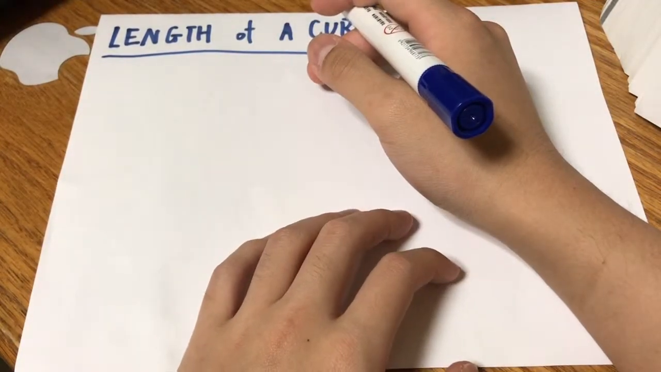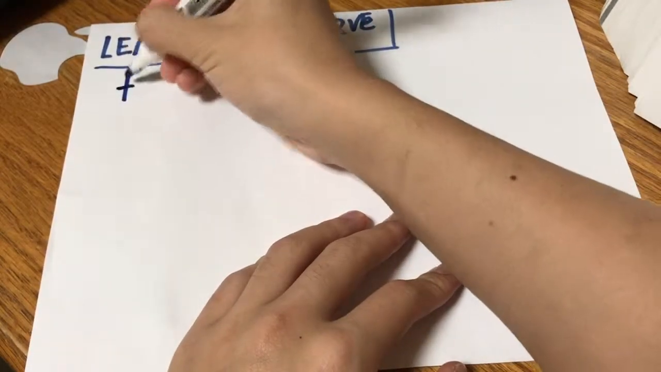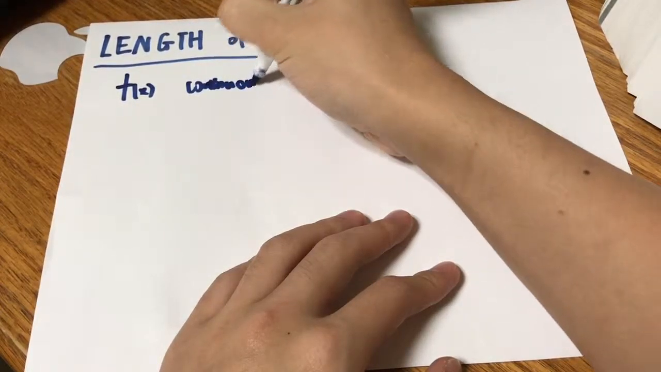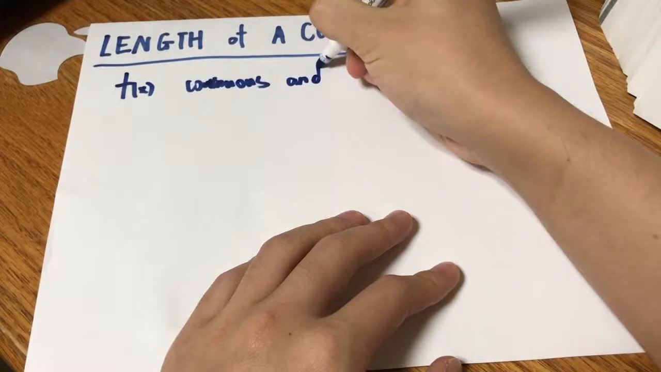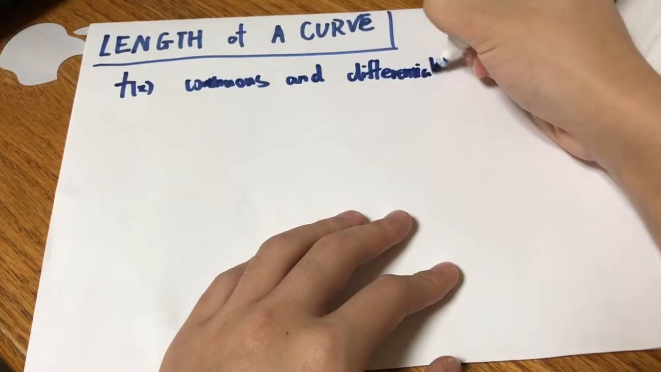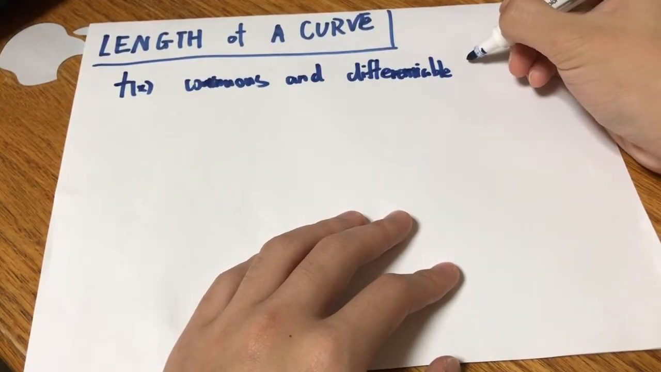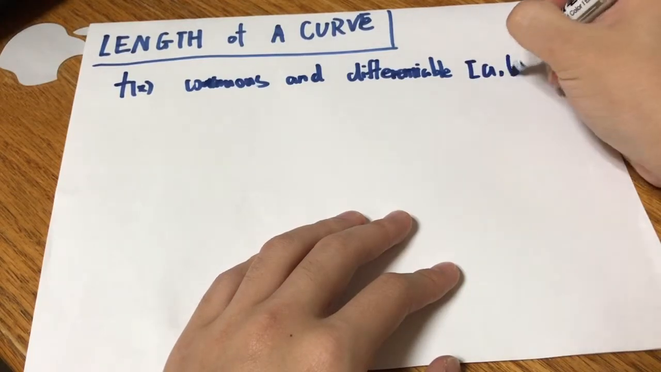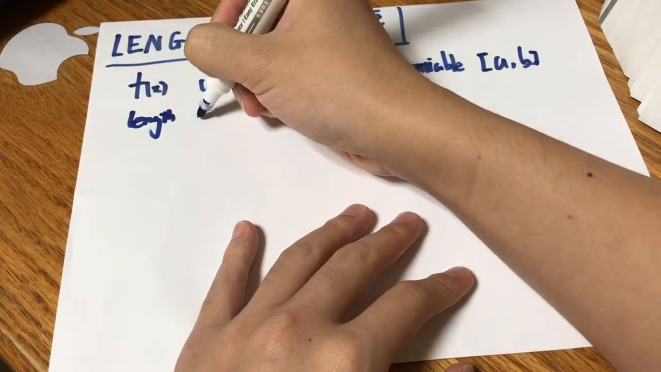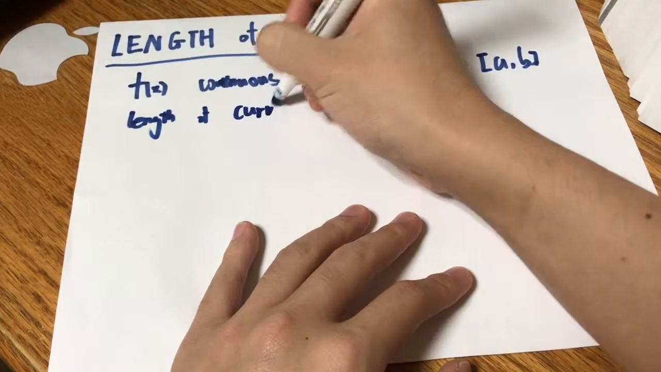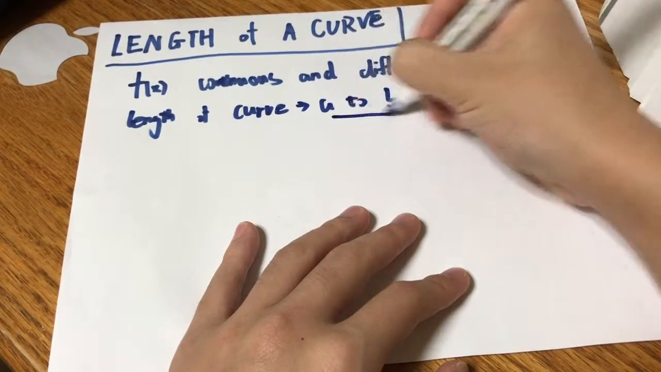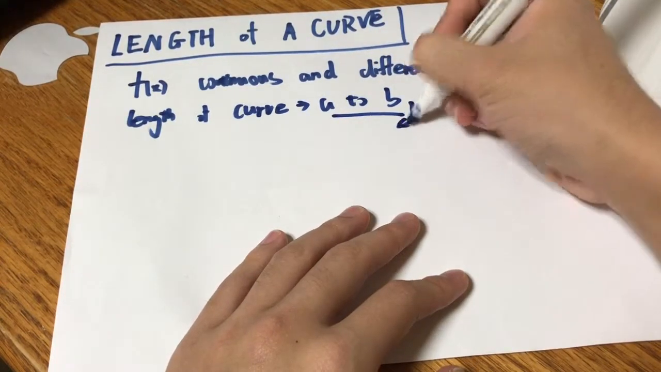So the formula states that if there is a continuous function f of x, it is continuous and differentiable on the range of a and b, then the length of the curve from a to b is just going to be in the following formula.